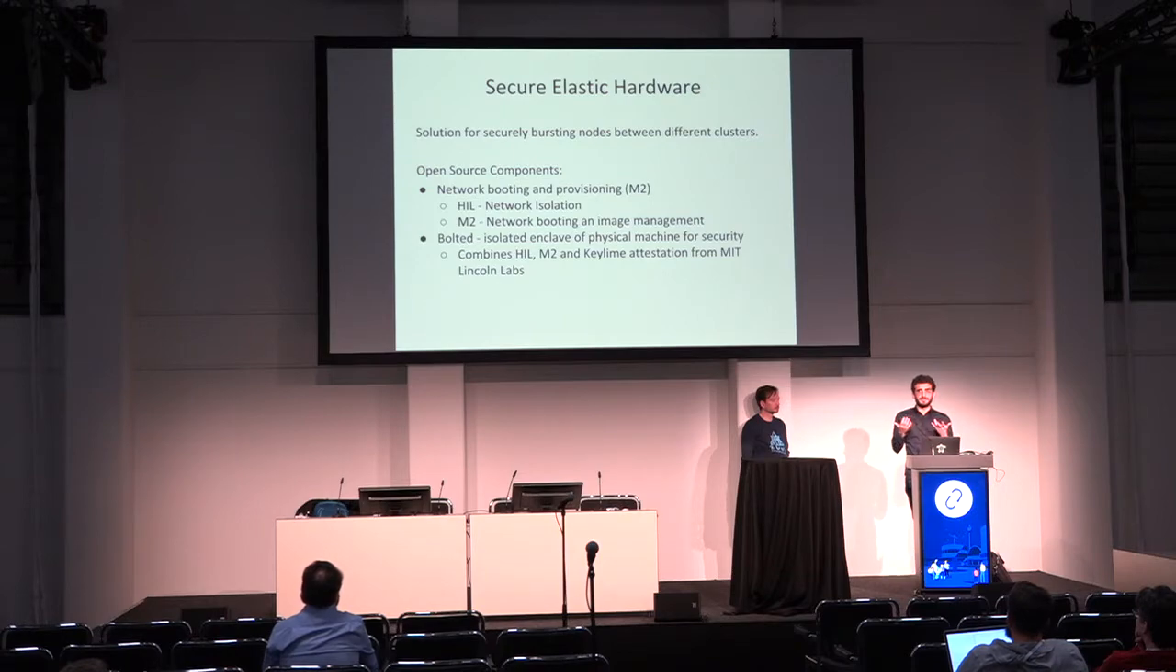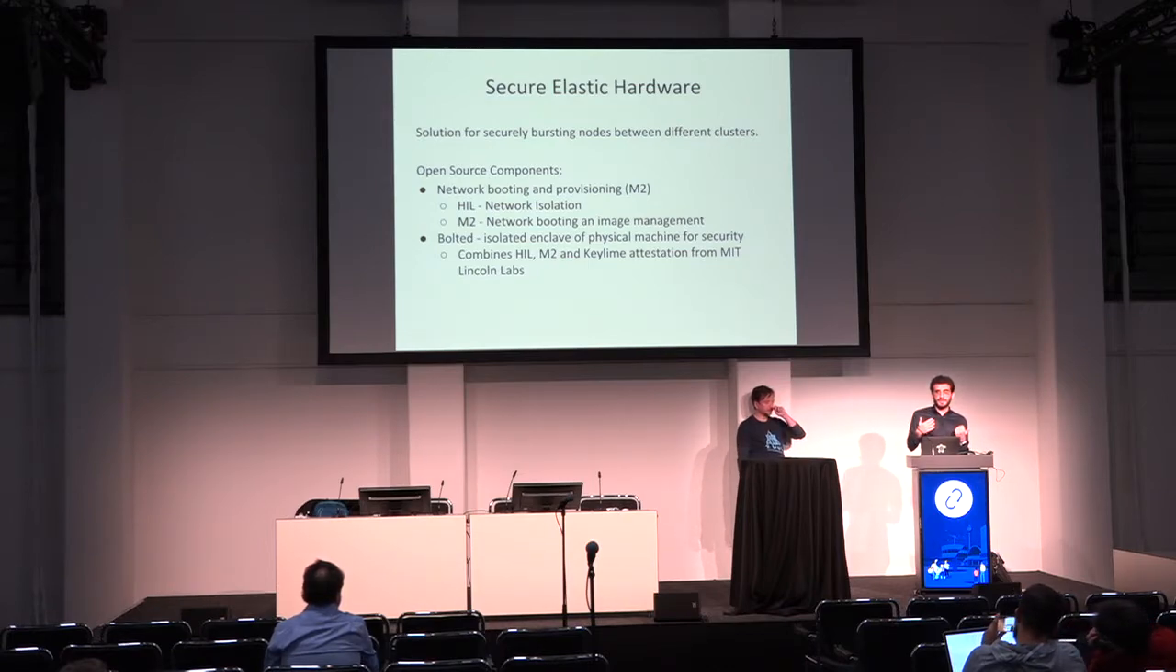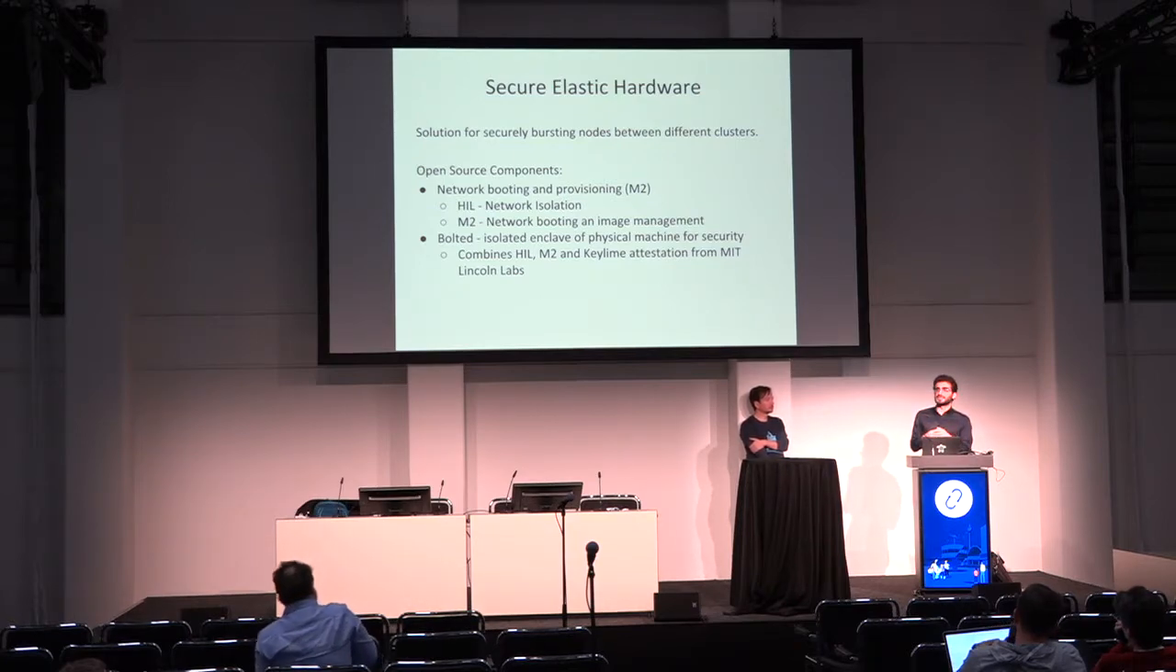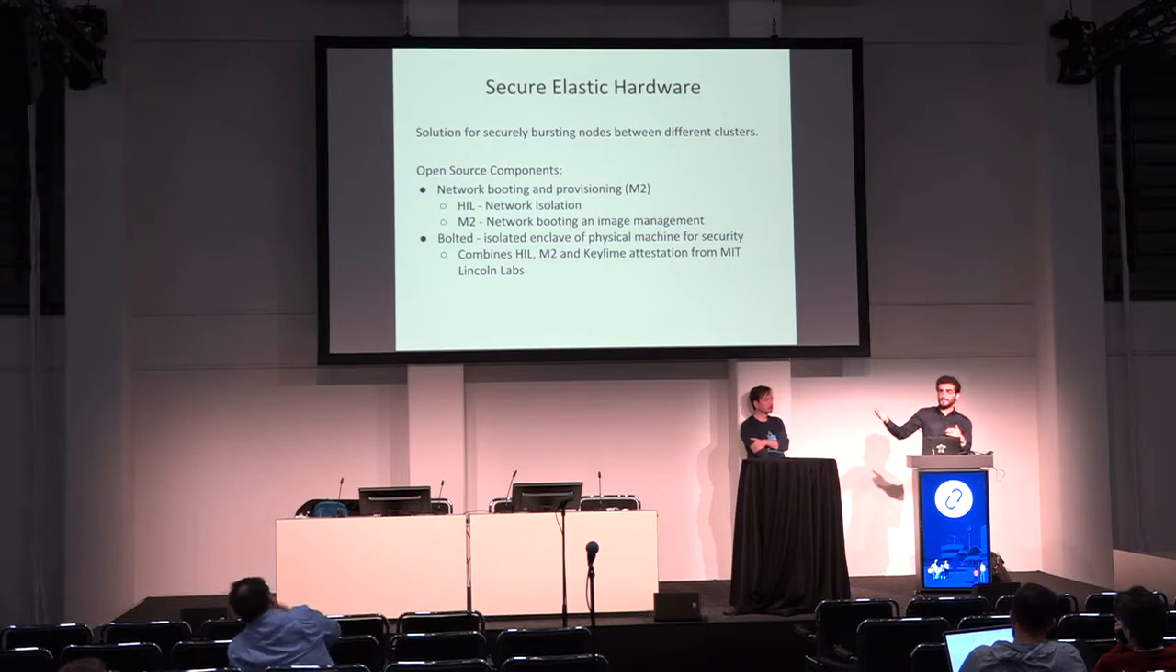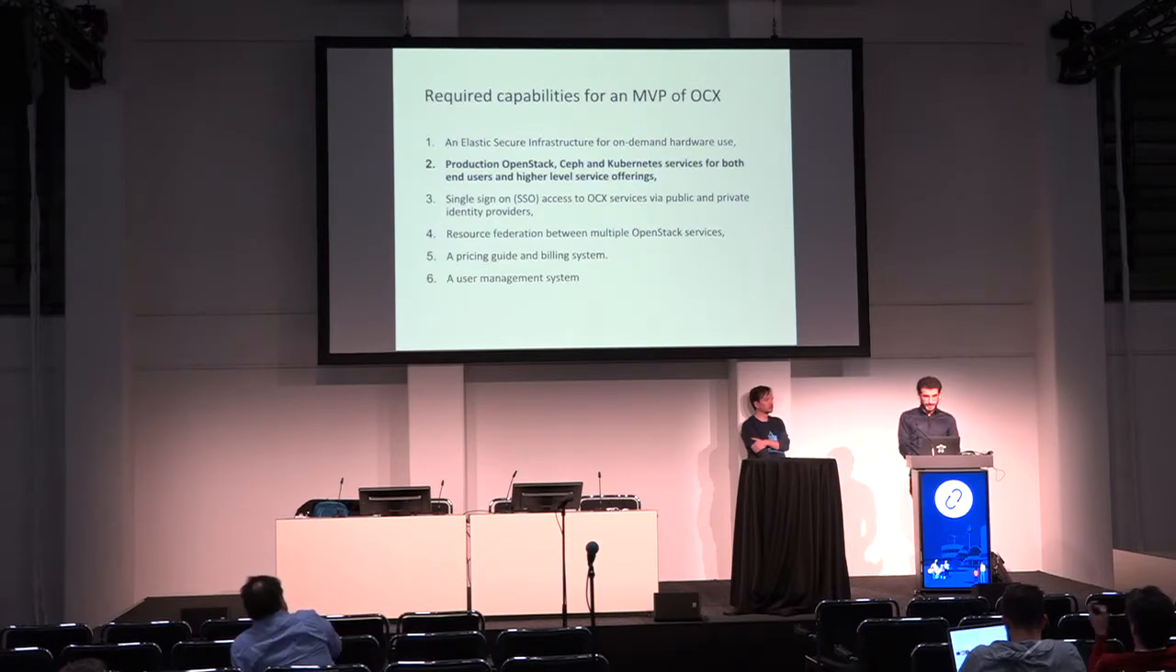But this wouldn't really be useful if it wasn't safe. Say you gave a machine up and then you got it back and someone messed with the firmware. So we're working on Bolted, which is a project which combines Hil, M2 and Keylime attestation from MIT Lincoln Labs to make sure that bare metal machines weren't tampered with in the time that you gave them back. And you can do this verification. You don't have to trust someone else. So that was the first one.